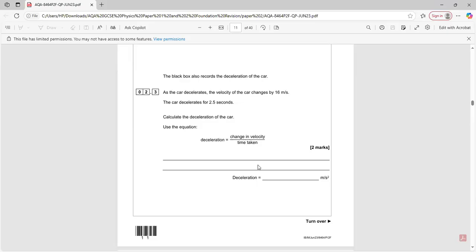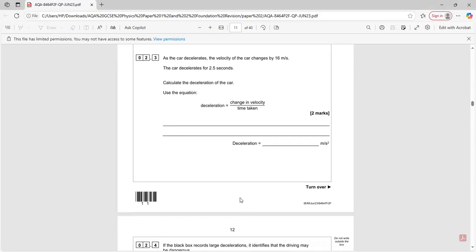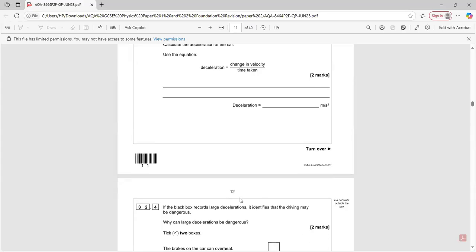So what will that give you using your calculator, please? 16 divided by 2.5. What did you get? 6.4. Okay, let me just confirm it with my calculator, 16 divided by 2.5. Correct. 6.4 indeed. So we're moving. That's 6.4 meters per second squared.